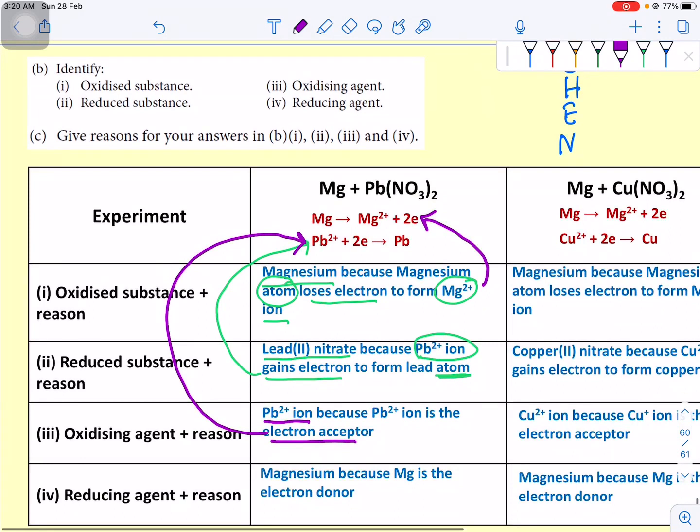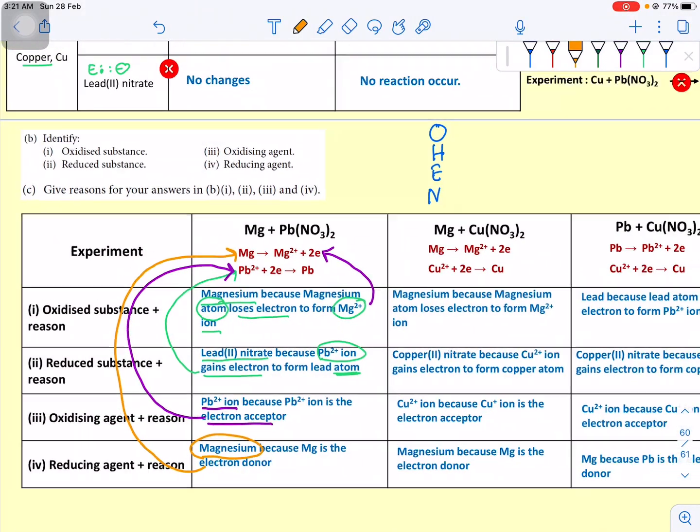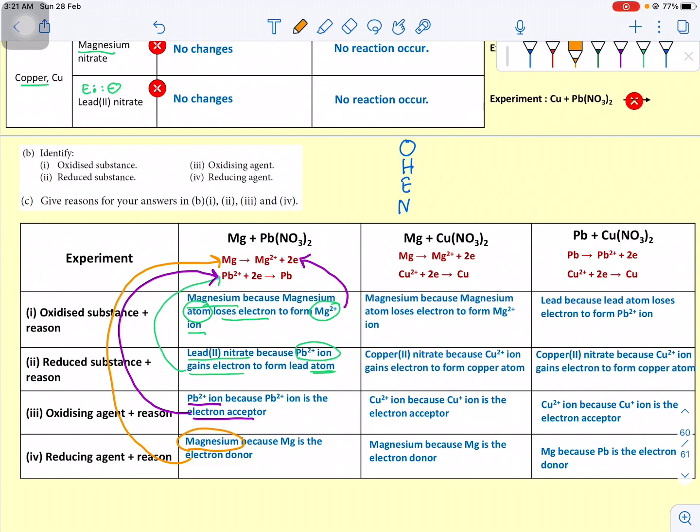Accept electron. And reducing agent, another one. Siapakah? Dia adalah benda yang berlakunya oxidation. Siapa? Magnesium. So why magnesium is reducing agent? Sebab the electron donor. Look at the half equation. Okay, and then same goes to the reaction between magnesium and copper(II) nitrate, and also lead and copper(II) nitrate. The reason is always refer to our half equation. Who undergo oxidation and who undergo reduction, and who is oxidizing agent and who is reducing agent. Whatever is, make sure your statement is complete.